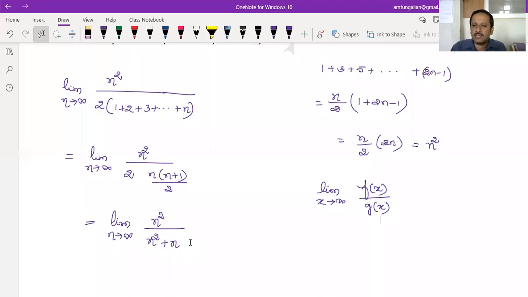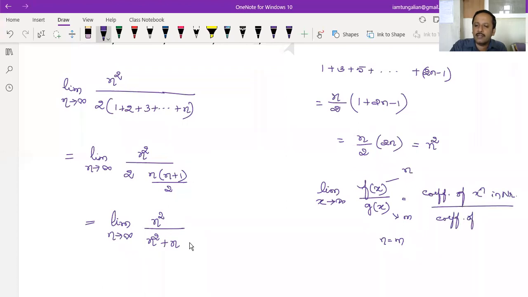If they are polynomial functions of the same degree, then this is equal to the coefficient of, so let us say this is a polynomial of degree n and this is a polynomial of degree m. Now n is equal to m. Then this will be the coefficient of x power n in the numerator divided by the coefficient of x power n in the denominator. I had explained this earlier in my first class of limits. So now here the coefficient of n square is 1. In the denominator also the coefficient of n square is 1. 1 by 1, that is equal to 1.